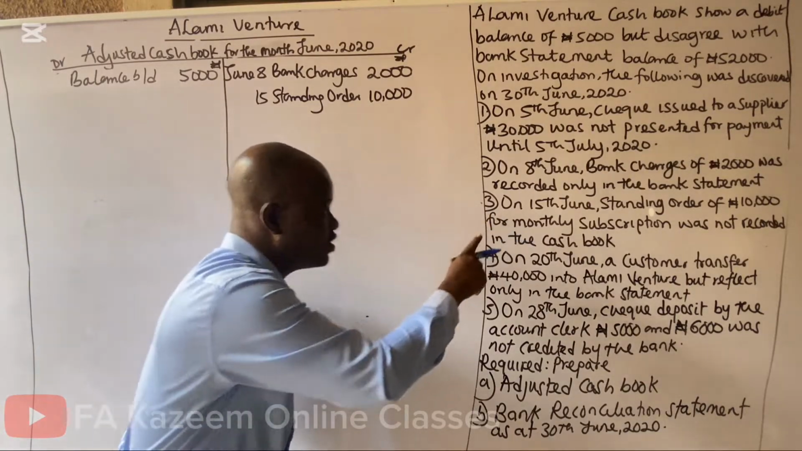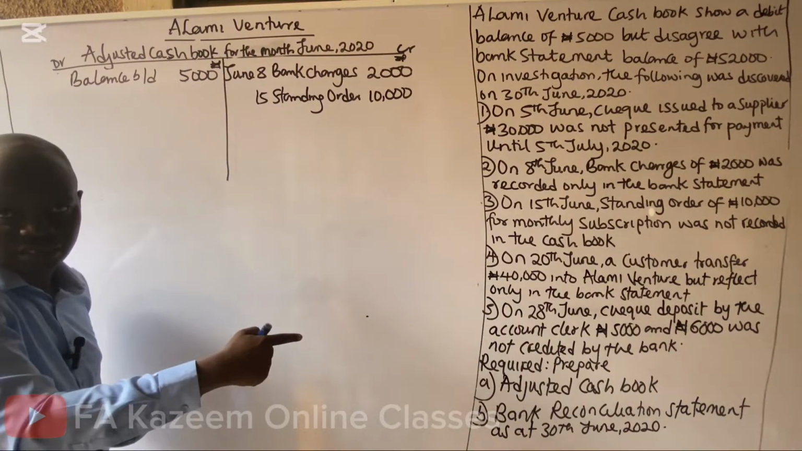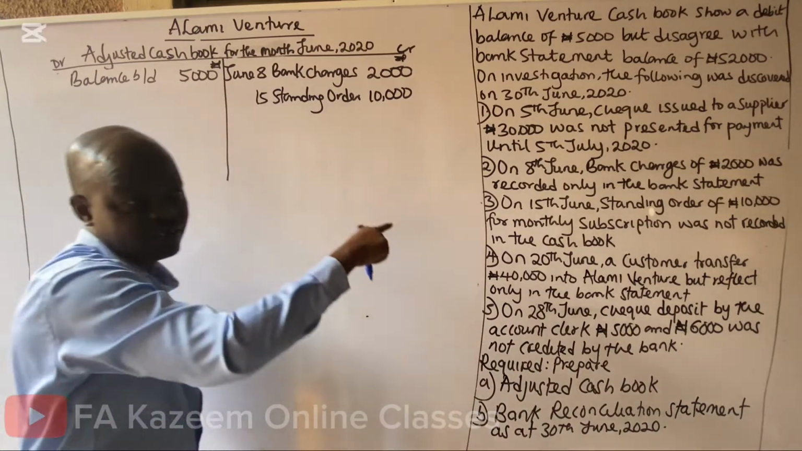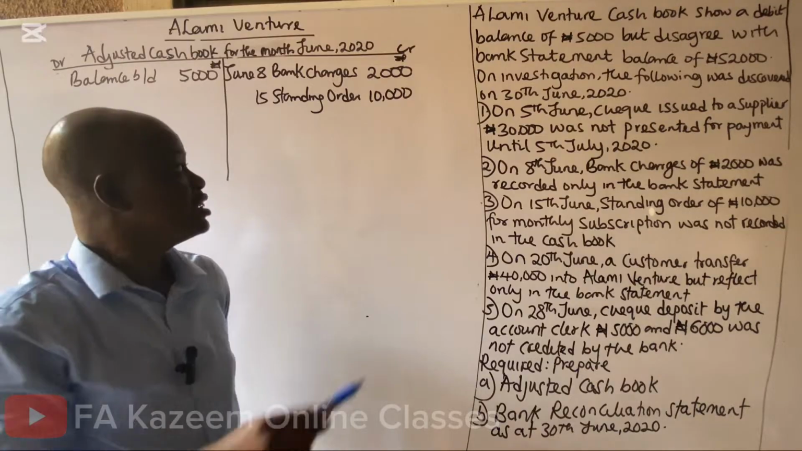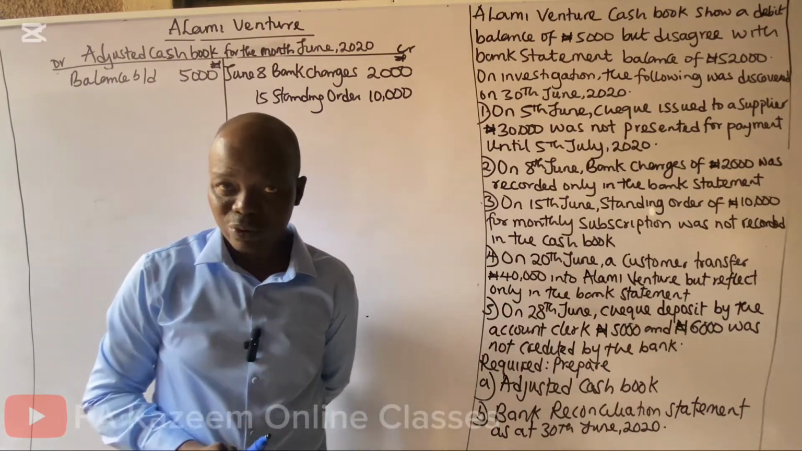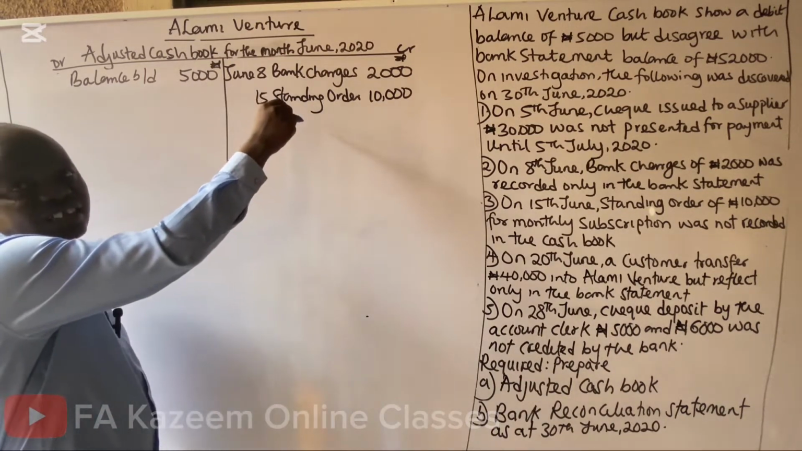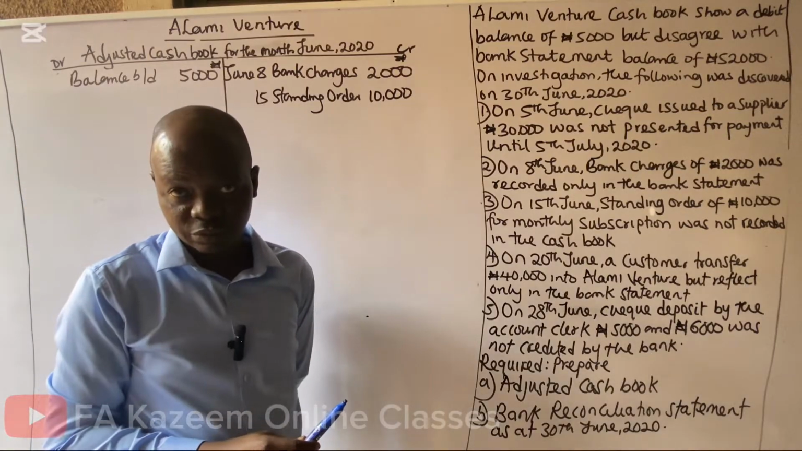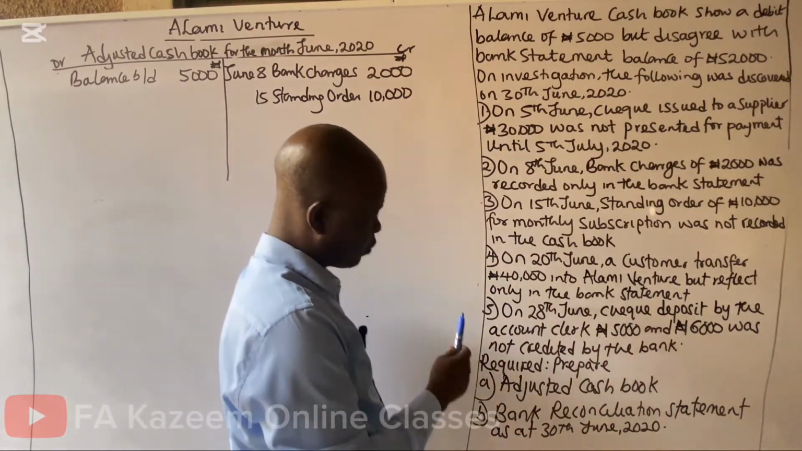What this is telling us is that the bank has fulfilled the standing order and they have debited, expecting the customer to credit. But in the original cash book that the customer prepared for the month of June, this standing order was omitted by the accountant. And now we have helped the customer to reinstate this standing order that was earlier omitted in the original cash book. Now, let's look at number 4.